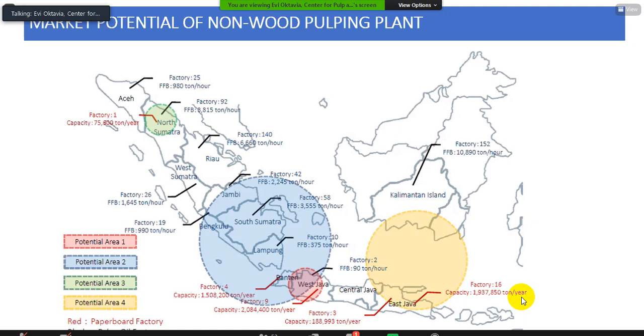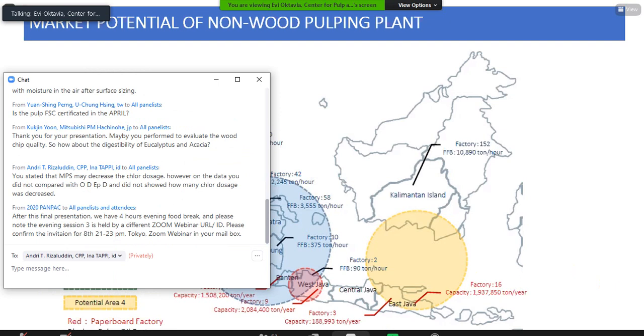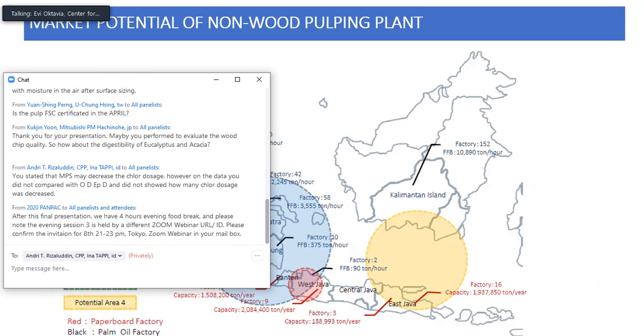So the Indonesian government thinks that Kalimantan Island will develop very fast. Industry will also develop, as well as palm oil plantations. There are so many palm oil plantations in East Kalimantan. In potential area number four, the pulp from East Kalimantan will be delivered to East Java. In East Java, there are so many recycled paper board mills. So this study is not meant to replace importing recycled paper from outside Indonesia, but to be an alternative one.